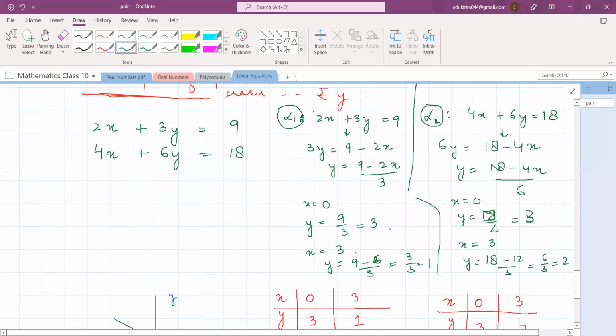Can you spot the mistake I've made? Yeah, ma'am, down here, y equals 18 minus 12 by 3, you wrote 3 in the denominator instead of 6. Oh, yes. That is why I'm getting a coincidence.